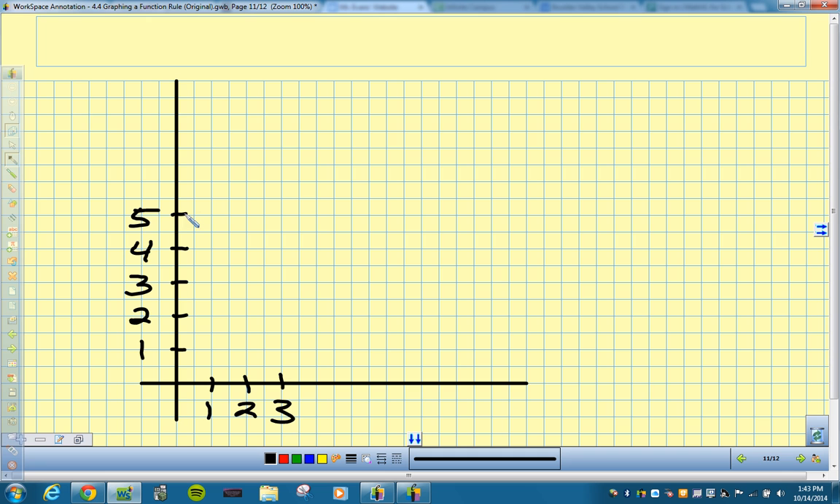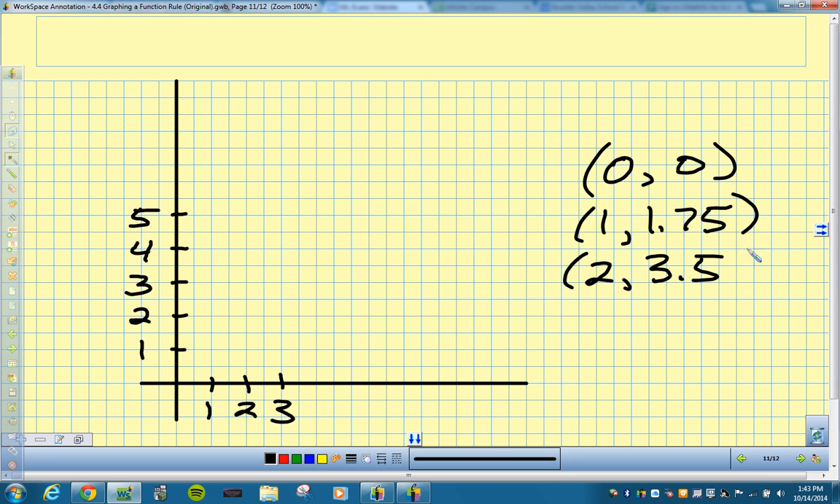So what were our ordered pairs? We had 0, 0, 1, 1.75, 2, 3.50, 3 was 5.25. We're just going to graph those. So we're going to go 0, 0. And then we've got 1.75. Right there. 2, 3.5. Which is right here. And then 3, 5.25. A little bit above there. So don't make a line, don't connect the dots, right? Because this is discrete. You can't buy part of a carton of eggs. So that's why we're not connecting the dots.